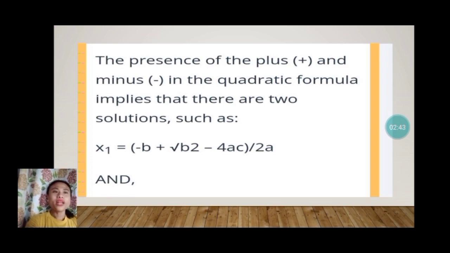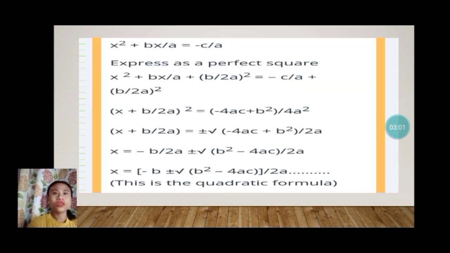The presence of the plus and minus in the quadratic formula implies that there are two solutions, such as x1 equals negative b plus the square root of b squared minus 4ac over 2a. x squared plus bx over a equals negative c over a. Expressed as a perfect square, x squared plus bx over a plus b over 2a squared equals negative c over a plus b over 2a squared.